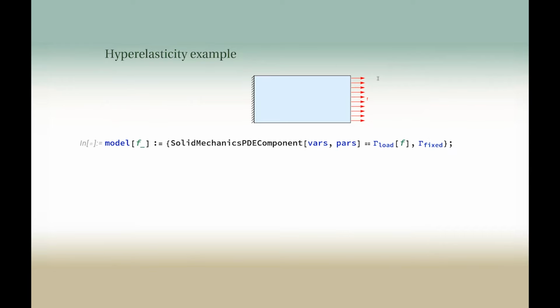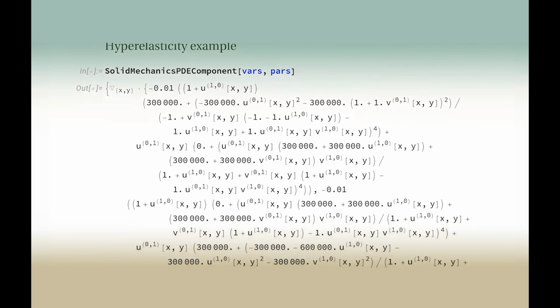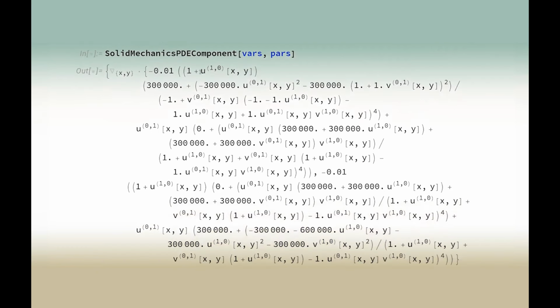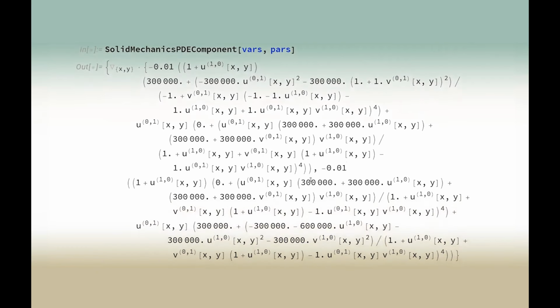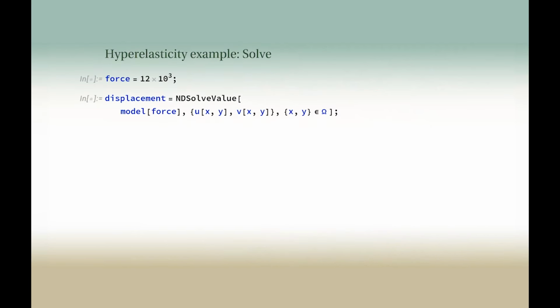As a quick sidestep, if I were to evaluate the solid mechanics PD component on these vars and parse, this is the equation I'd get. And that's the reason why we have these PD components. This is nothing anybody can remember and should remember. So these functions generate these types of equations for you. That's why we have them. Okay, let's continue with the example.